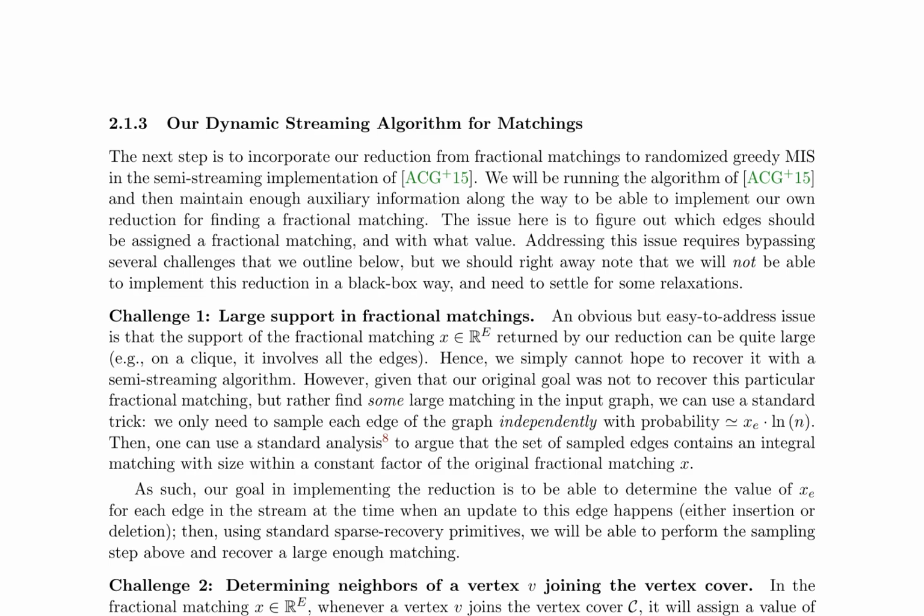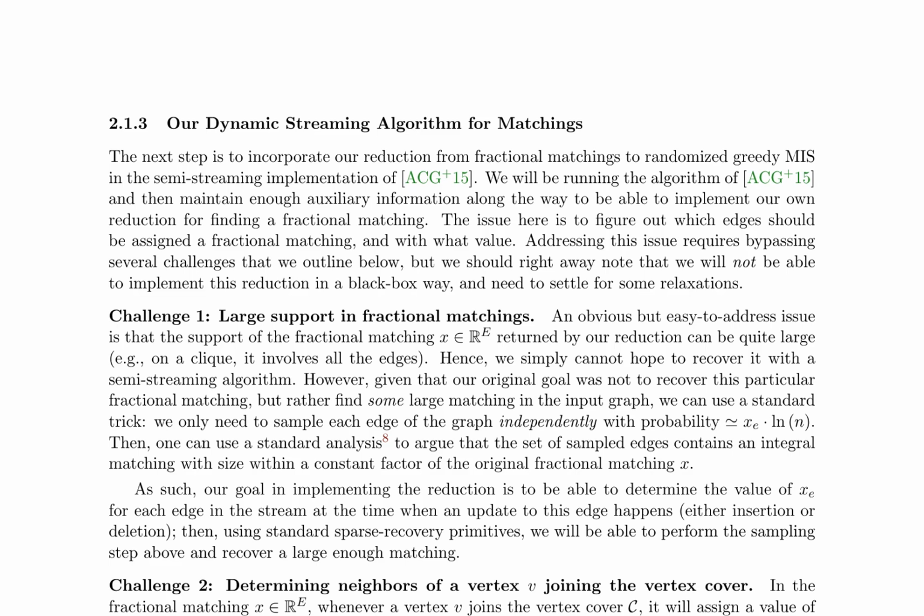The paper discusses the development of a dynamic streaming algorithm for matchings, which is an extension of the semi-streaming implementation by ACG+15. The main challenge lies in incorporating the reduction from fractional matchings to randomized greedy-MIS into this algorithm. The authors outline 3 key challenges: large support in fractional matchings, determining neighbors of a vertex joining the vertex cover, and determining which edges receive fractional matchings.